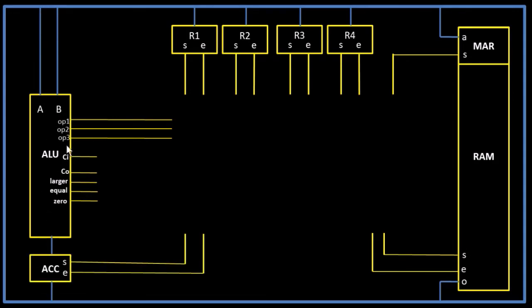Now we want to control the information from the ALU onto the bus, and again we do this with something called an accumulator. So in this instance here, it's just the same as this device here. It's got a set and an enable, and it just controls the information flow from the ALU onto the bus.